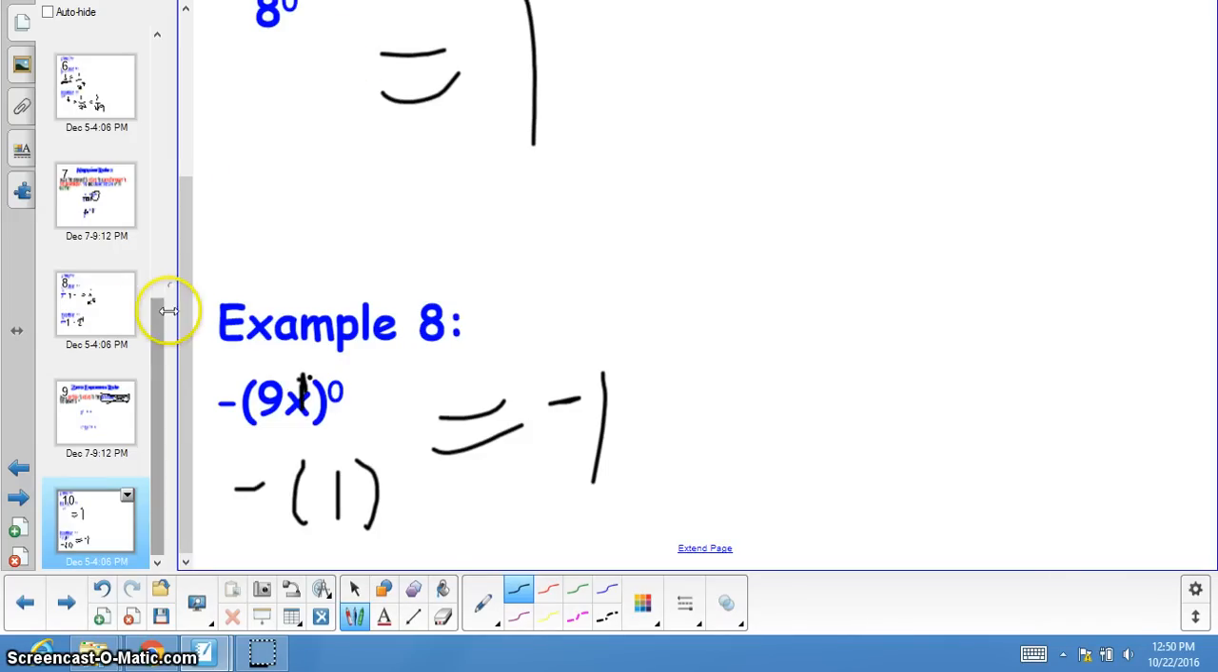Please refer to a foldable given by your teacher if you need the example, but please make sure you have these different exponent rules. You'll practice and hopefully ask questions if you need help.